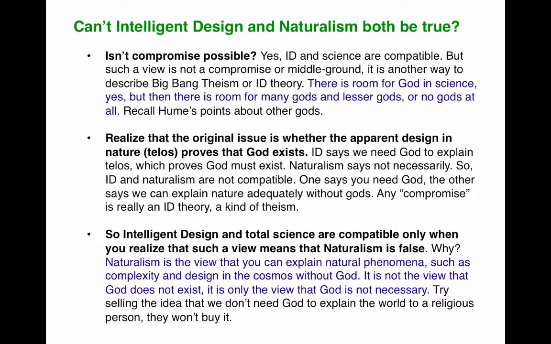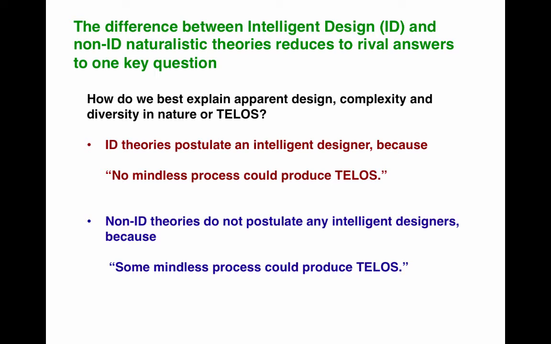So intelligent design and total science are compatible only when you realize that such a view means that naturalism is false. Why? Naturalism is the view that you can explain natural phenomena, such as complexity and design in the cosmos, without God. It is not the view that God does not exist. It's only the view that God is not necessary. Try selling the idea that we don't need God to explain the world to a religious person. They won't buy it.